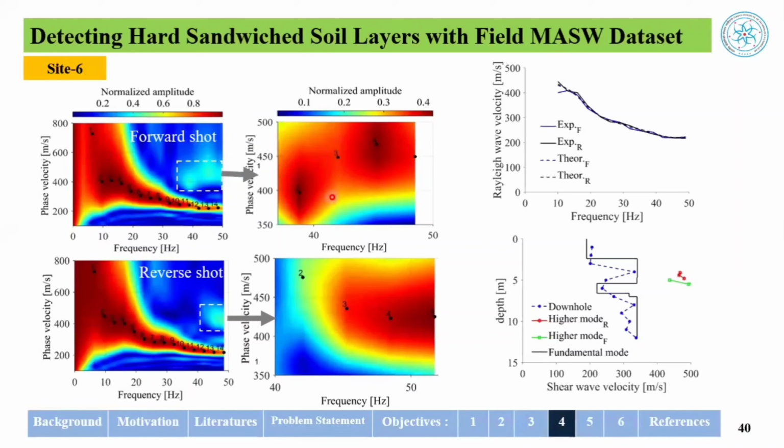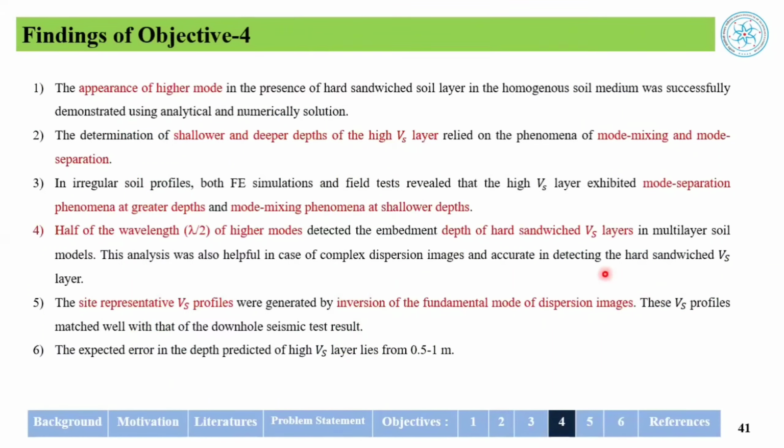As previously, we estimated the VS and the depth corresponding to the higher mode, following a similar strategy. Here we can see the lambda by 2 corresponding to this shows that this layer has comparatively higher VS as compared to the other depths. So this higher mode analysis defines the conditions under which we can utilize this analysis for the high VS layer estimation.